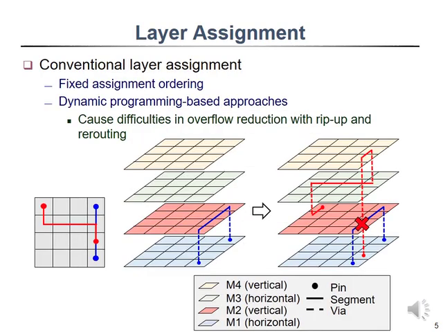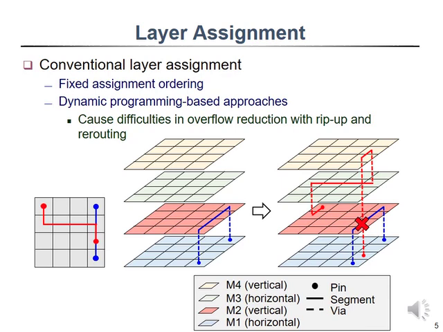In the conventional layer assignment process, the first step is to determine the assignment order of all nets. Then we solve the problem with dynamic programming net by net to minimize some cost functions such as the number of vias. Although the optimal solution can be found for each net sequentially, the conventional way may cause three issues.